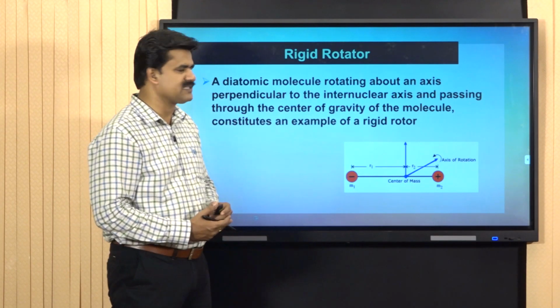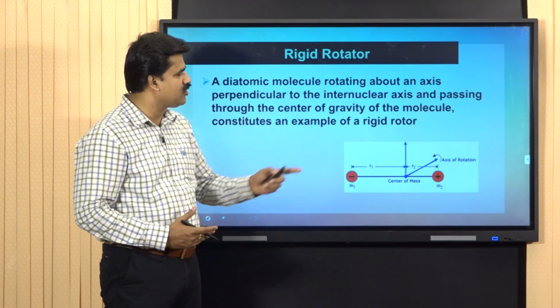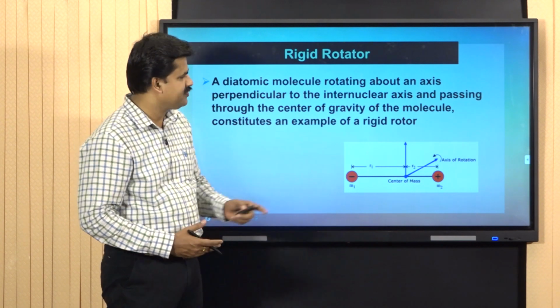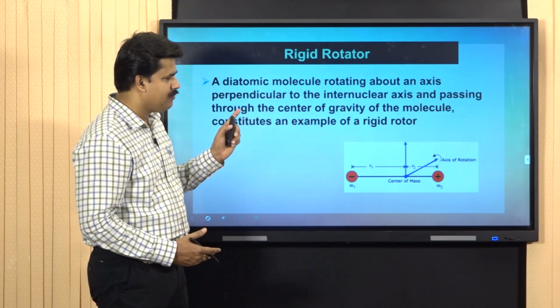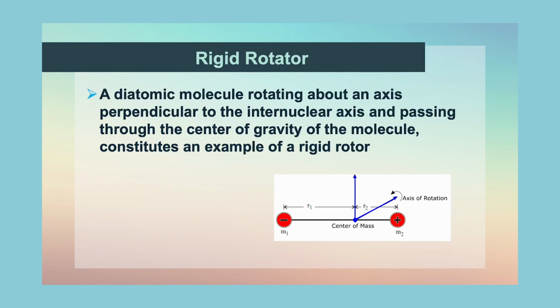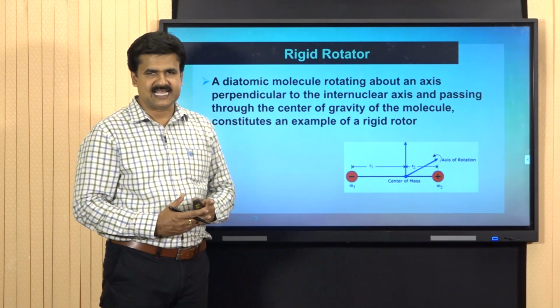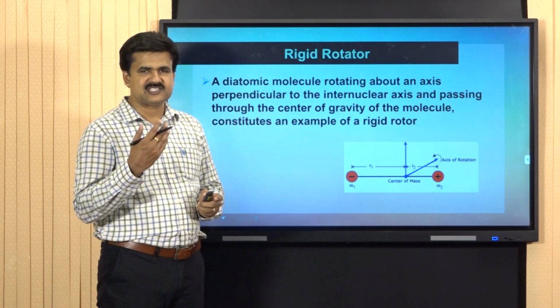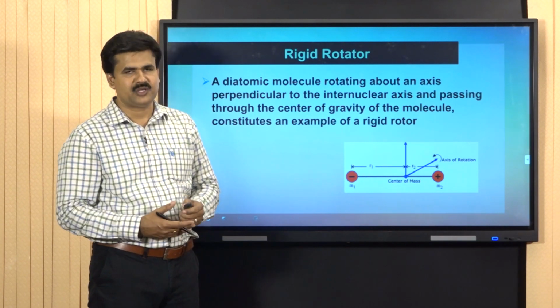See the pictorial representation. Here, this is a diatomic molecule. The first atom has mass m1 and the second one has mass m2. The center of gravity is shown here, and the distance from the first particle to the center of gravity is taken as r1, and the distance from the center of gravity to the second particle of mass m2 is taken as r2. There is an axis of rotation as well as the internuclear axis. The molecule executes rotational motion with respect to an axis passing through the center of gravity of the molecule.